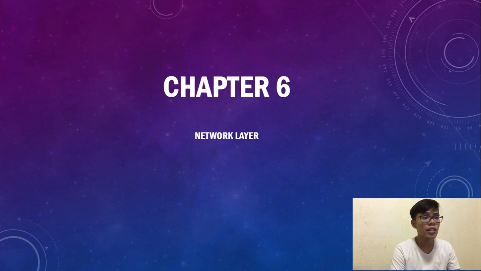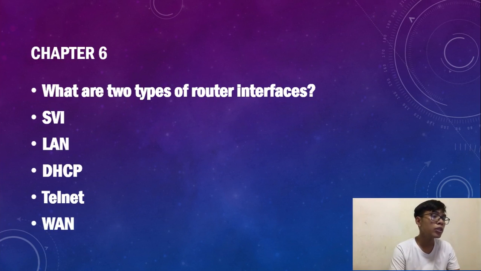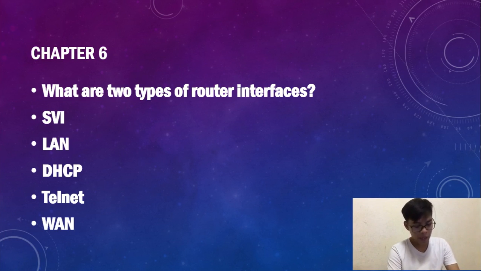So chapter 6, network layer. What are the two types of router interfaces? So the two types of router interfaces are the LAN interface and the WAN interface.